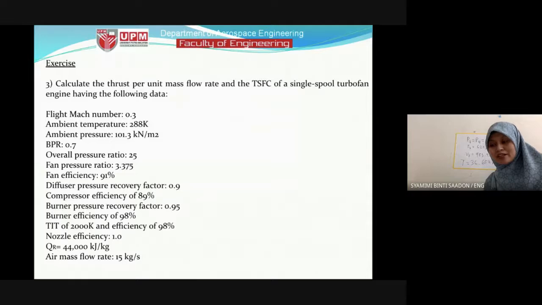The test covers all the chapters that we have learned until now. The first one is just introduction to engines, and then performance parameters and this chapter, turbojet. I will ask about turbojet. For this chapter, the turbojet engine, turbofan you do as homework.